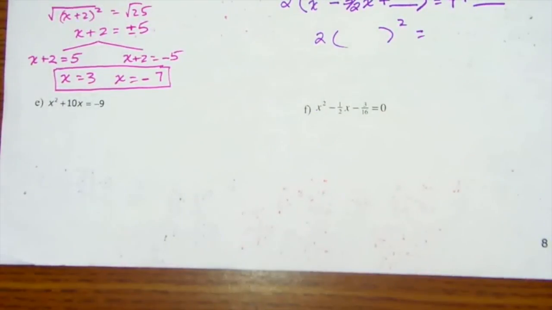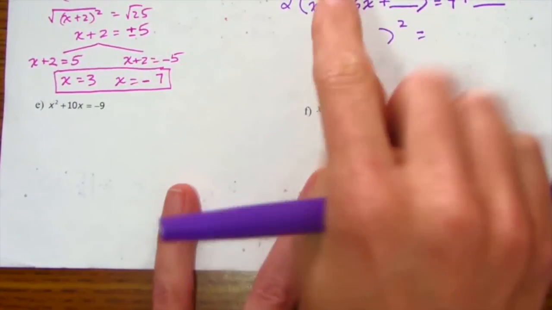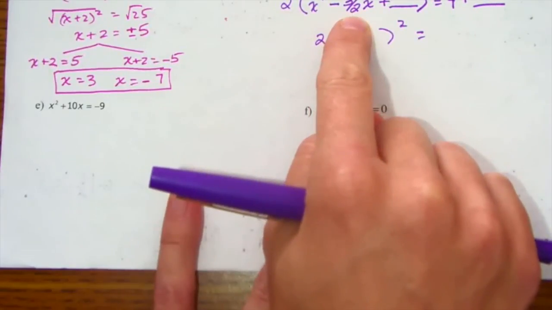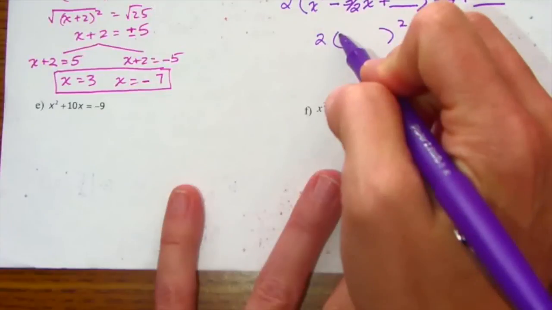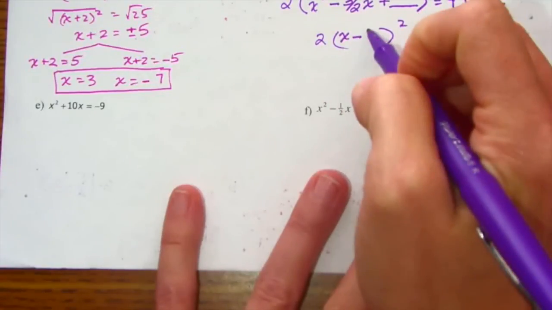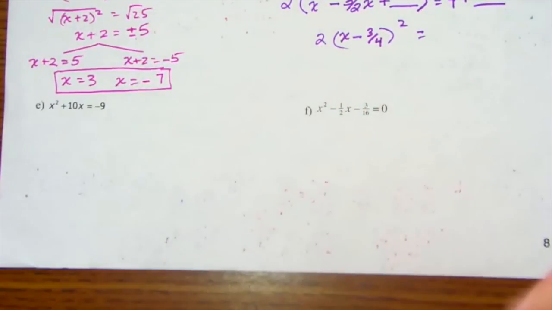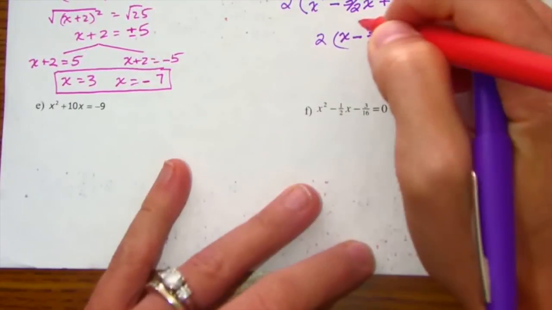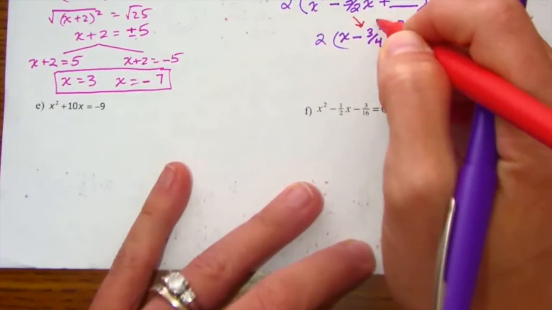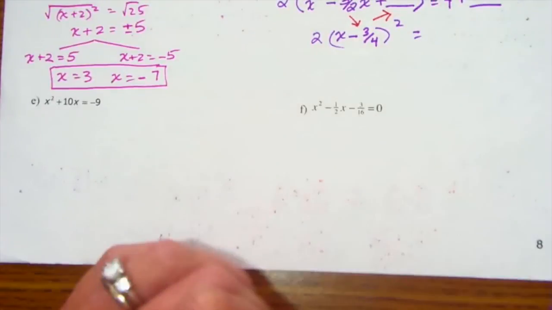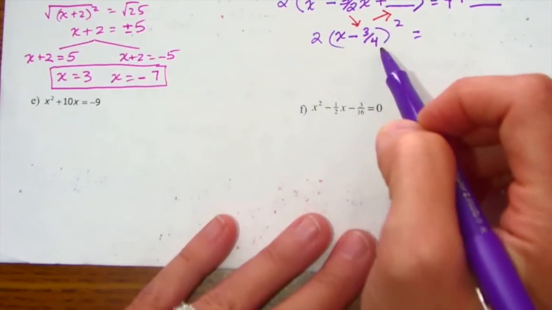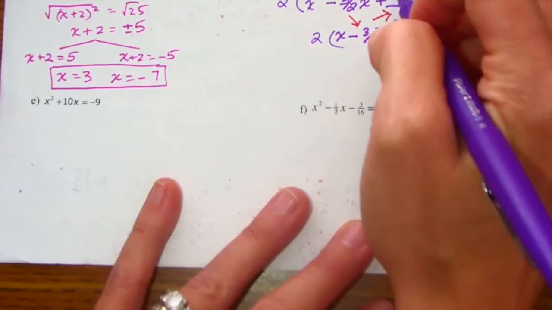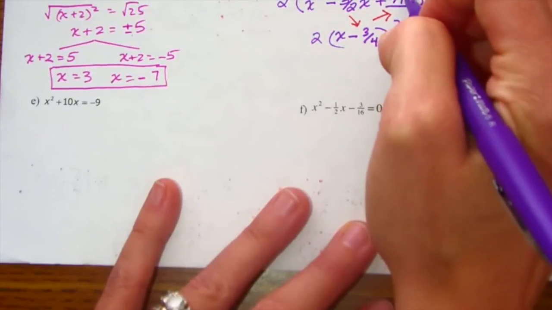All right. When you take half of a fraction, you're really just multiplying the denominator by 2. So what becomes for the half here is x minus 3/4. Okay? So we took half of it, and then to go back into this trinomial, we need to square it. When you square a fraction, you're going to square the top and the bottom. So this becomes 9 over 16.